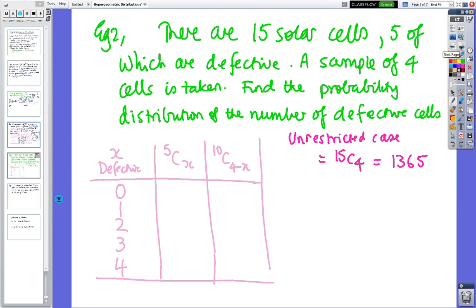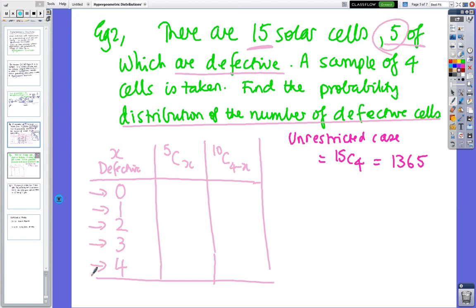Okay, so we'll look at another example. We've got 15 solar cells and 5 are defective. So we're going to be looking at a distribution of the number of defective cells. So we've got 5 defectives, so we can take values 0, 1, 2, 3, 4.